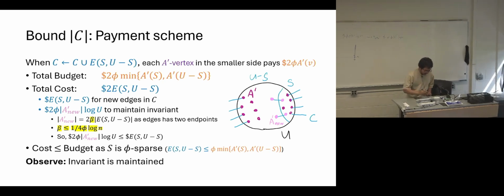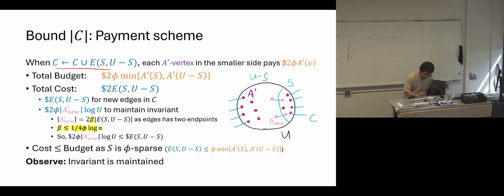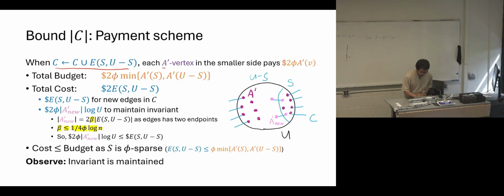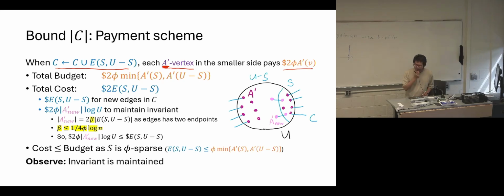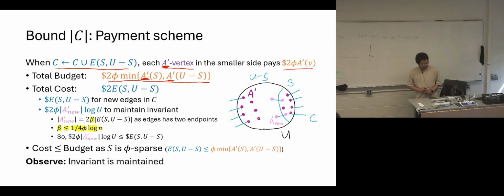So I have a new cut, okay? And I just do the same thing. Every node in A prime that has some money just pays, just like before. So the budget that we get is this much. This is with A prime.